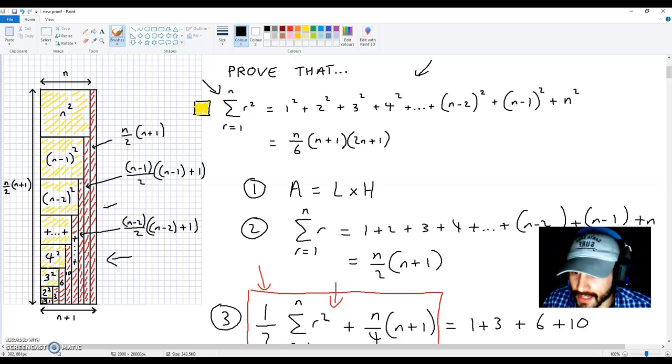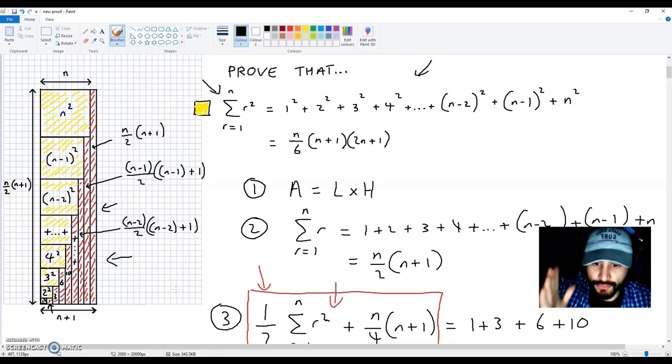And these rectangles in red help fill out the entire rectangle. So the entire rectangle is made up of the squares in yellow, and it's also made up of the rectangles in red and the small square in red over here.